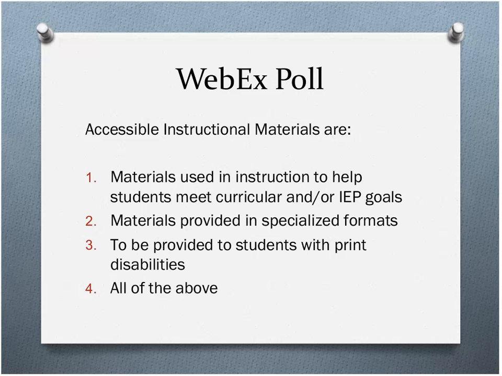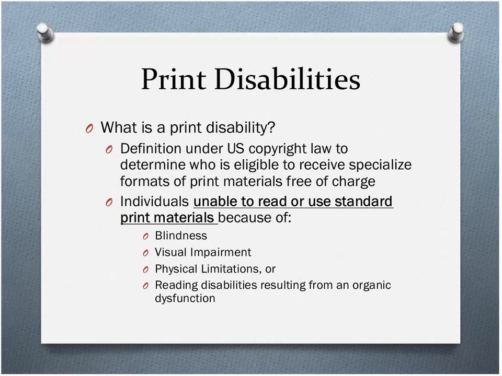So in terms of what they are, accessible instructional materials actually are all of the above. They are used in instruction to help students meet curricular and IEP goals. They are materials provided in specialized formats, and they are also to be provided to students with disabilities. There is some information that we'll talk about in just a few minutes around students without print disabilities and whether they should receive materials in alternate formats.